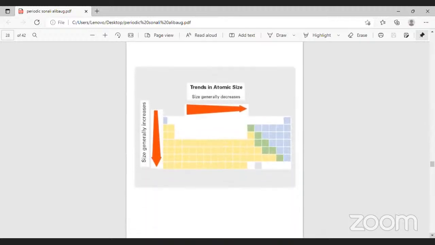Now again, see, a diagram is equal to 1,000 words. Why am I saying this? See this representative diagram, trends in atomic size. The size generally decreases across the period, and the size increases down the group.